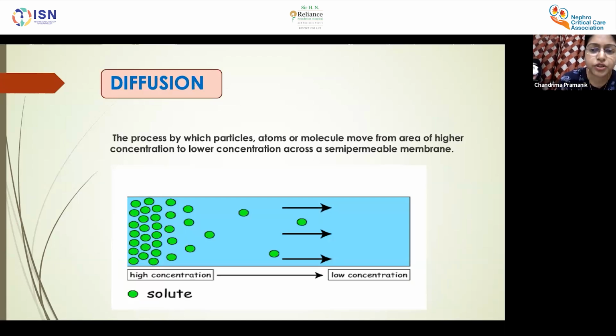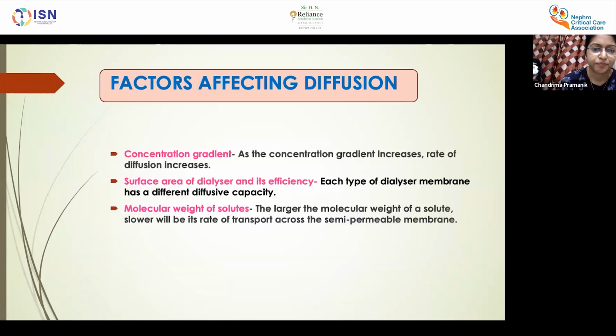So what is diffusion? Diffusion is a process by which solute molecules move from an area of higher concentration to an area of lower concentration across a semi-permeable membrane. Now, diffusion can be ordinary or forced. If it is ordinary diffusion, it is caused by random molecular motion. But if it is forced, then it is caused by an external force acting upon it.